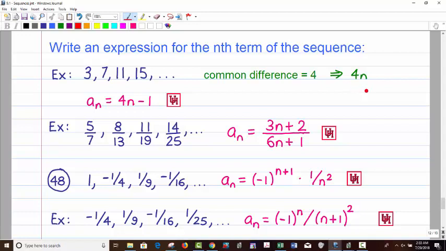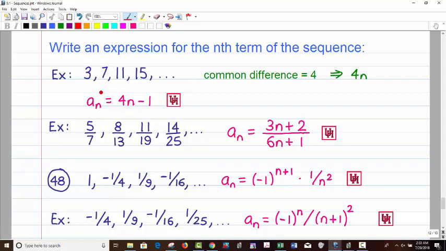So we have, it's going to be 4n. Then you're going to put this constant here, and you're going to put the constant in there based on what would make it fit. In other words, if I put 1 in there, a1, I have 4 times 1, which of course is 4.